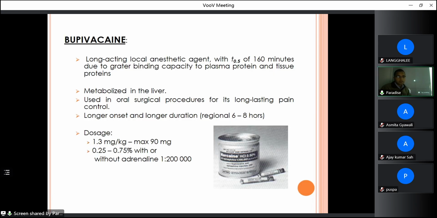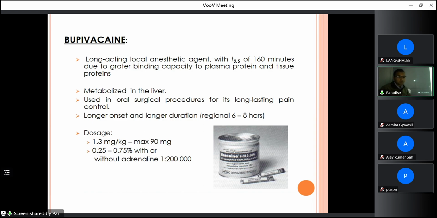Next is bupivacaine. It is a long-acting local anesthetic agent with a half-life of 160 minutes due to greater binding capacity to plasma protein and tissue proteins. It is metabolized in the liver, used in oral surgical procedures for its long-lasting pain control, longer onset and longer duration. Its duration of effect lasts for 6 to 8 hours.